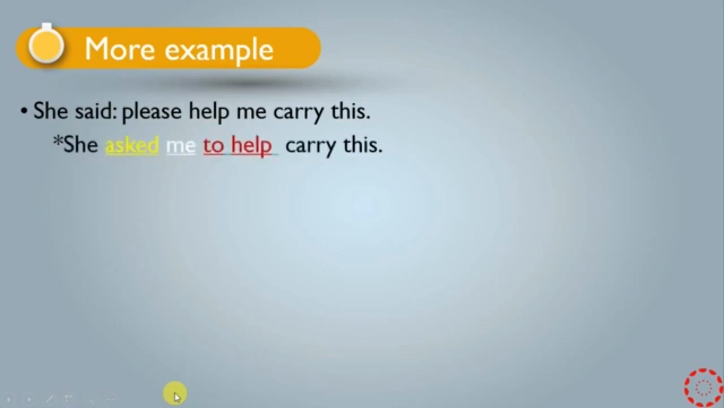She asked me to help carry this. As I said, if you don't have any name or pronoun in the first sentence, I have to say "asked me." Okay, she asked me. After "asked me," I need an infinitive, which is to plus base: to help carry this.